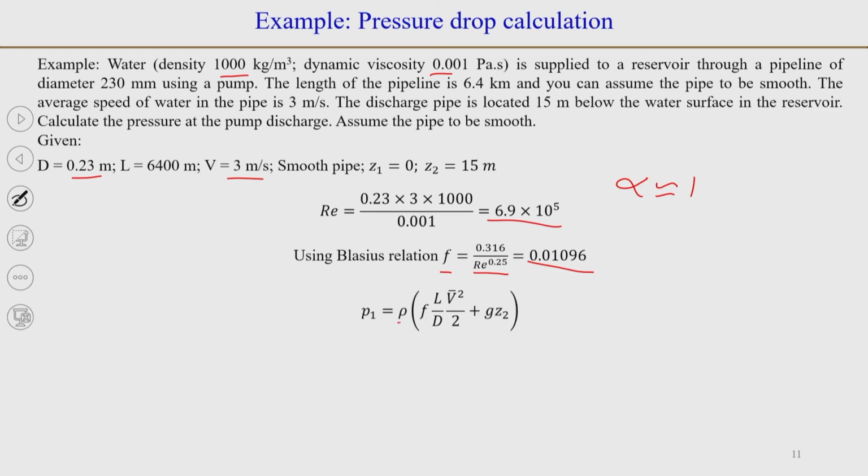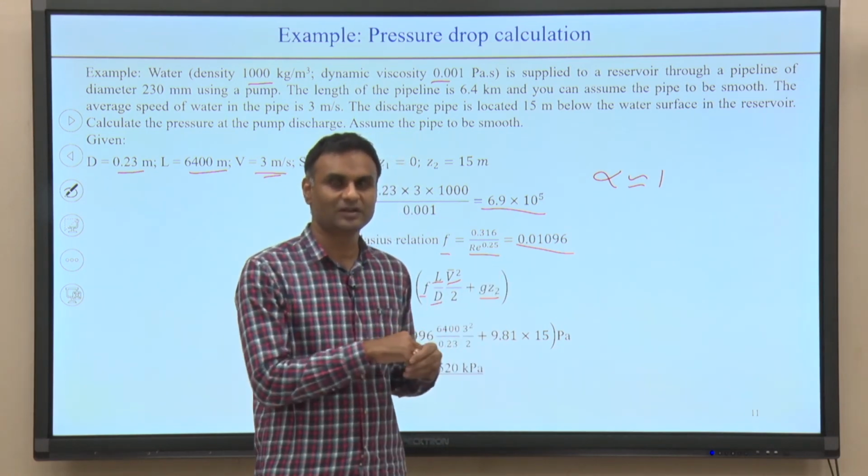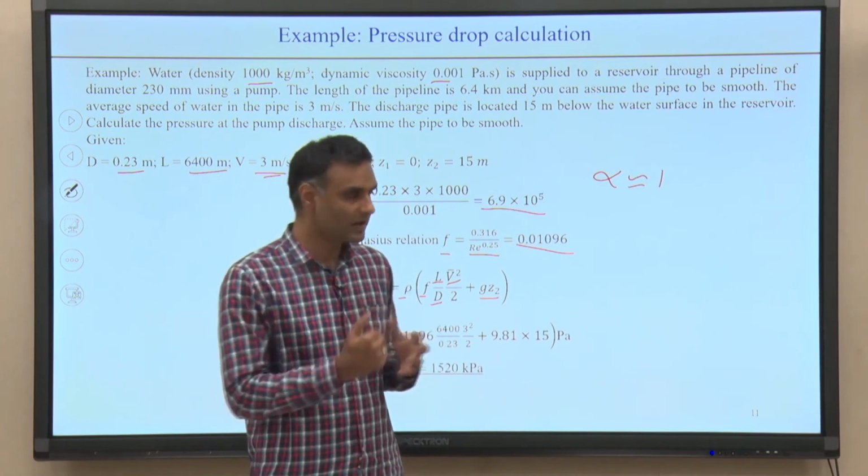So, we know the density, and L is given as 6.4 kilometers or 6,400 meters, the diameter is given, and the velocity is given as 3 meters per second. And the elevation of point 2 is 15 meters. So, when you substitute all this, you will get the value of pressure as about 1520 kilopascal. So, this is how we can calculate the pressure drop. It was quite straightforward in the sense that we did not need to do any iterations.